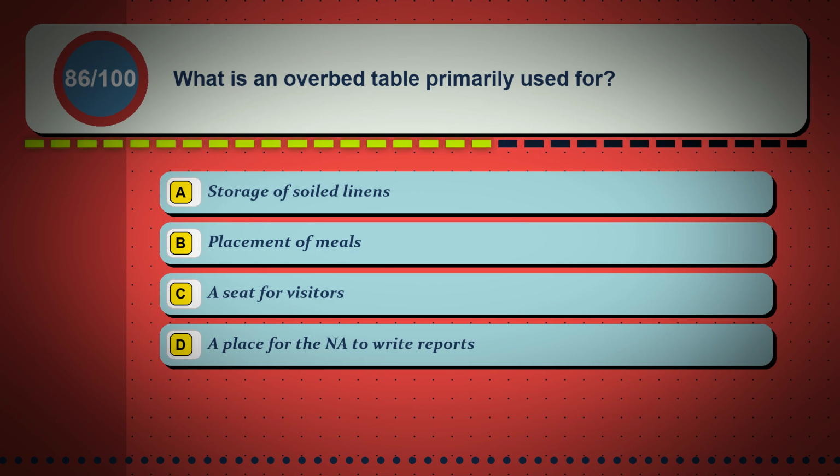Option A. Storage of soiled linens. Option B. Placement of meals. Option C. A seat for visitors. Option D. A place for the NA to write reports.